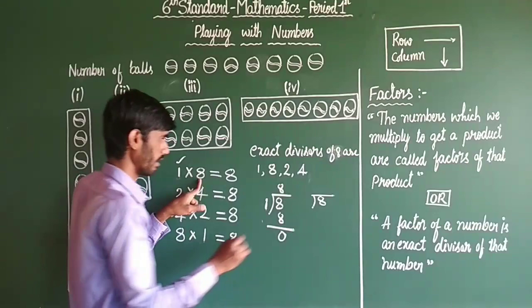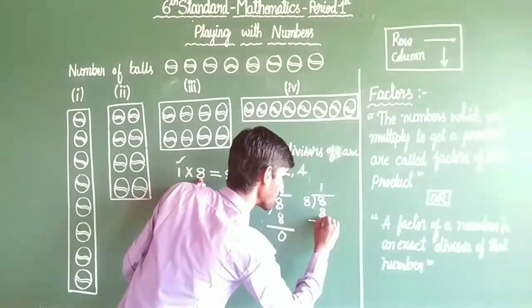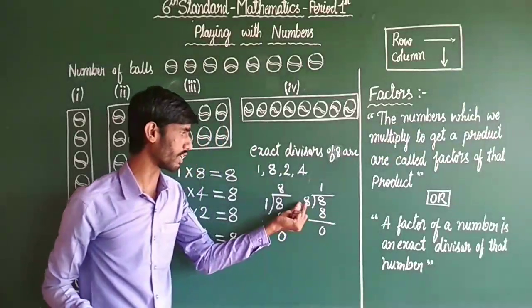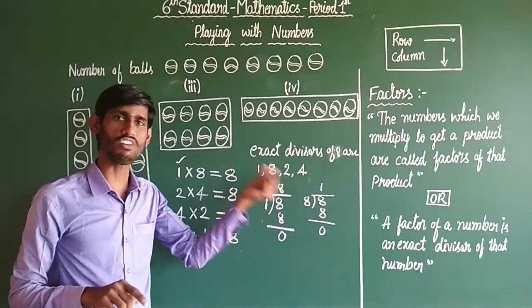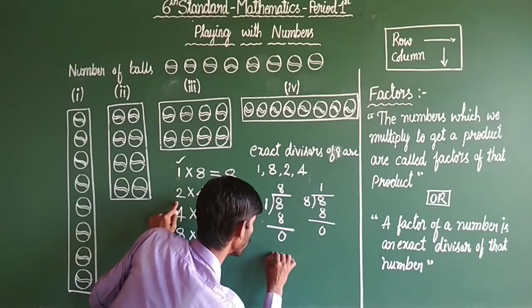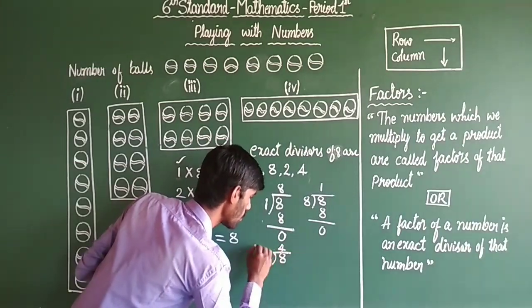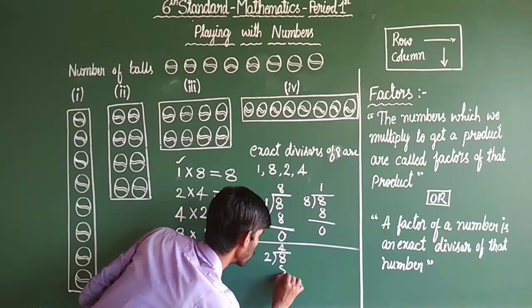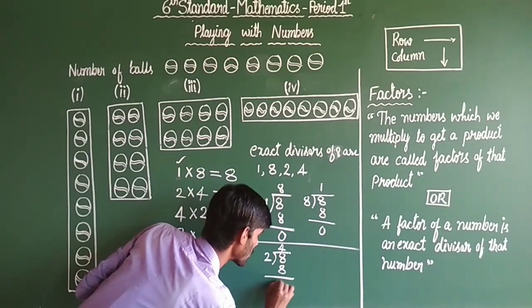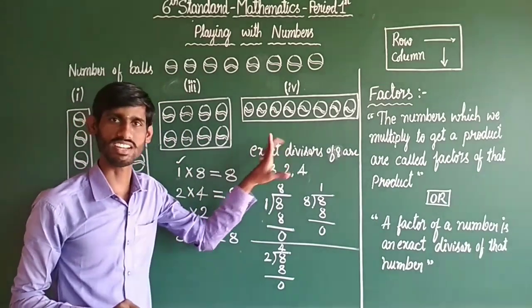1 divides 8. 8 minus 8 is 0. Yes, 8 is also an exact divisor of 8. Let us check 2. 8 divided by 2: 2 fours are 8. 8 minus 8 is equal to 0. Yes, 2 is also an exact divisor of 8.